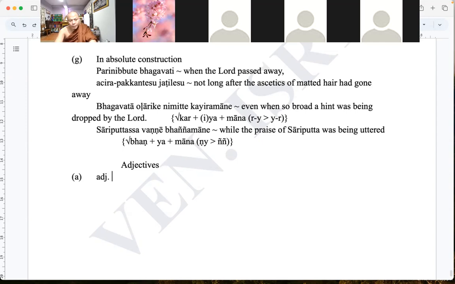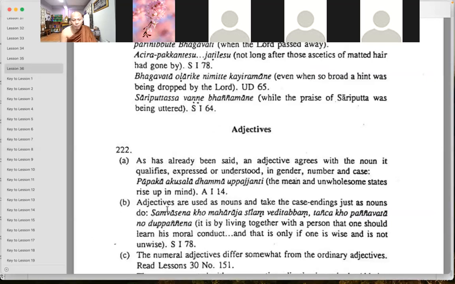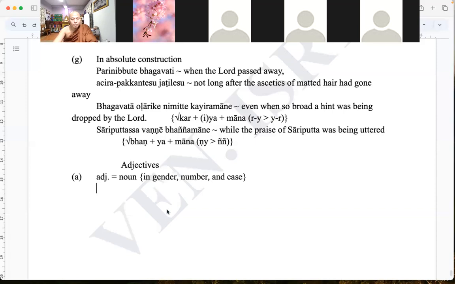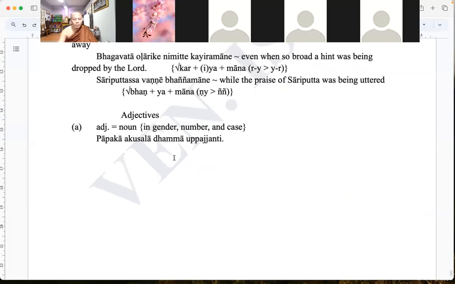So adjectives are equal to the noun they modify in gender, number, and then case. Now the first example is Pāpakā akusalā dhammā uppajjanti. Actually, mainly here the sentence is dhammā uppajjanti, the states arise, or phenomena arise.